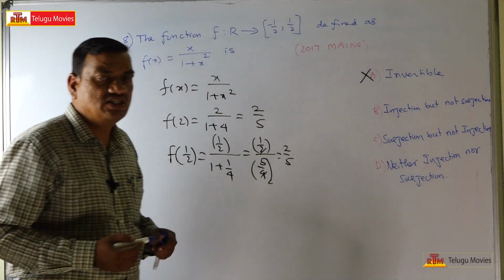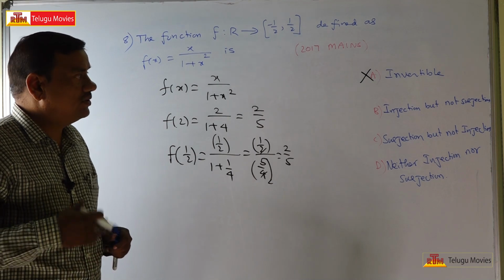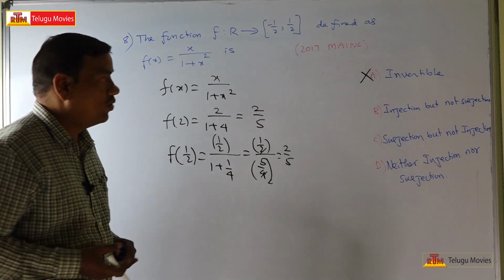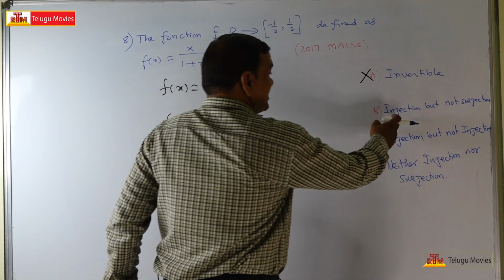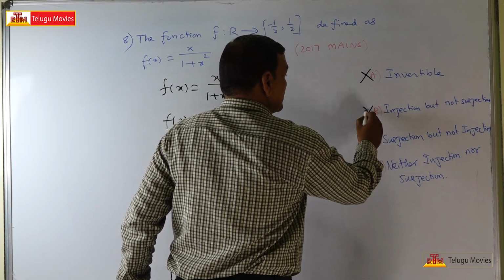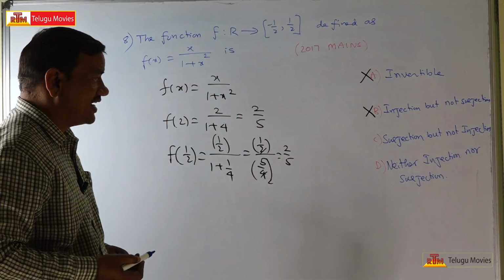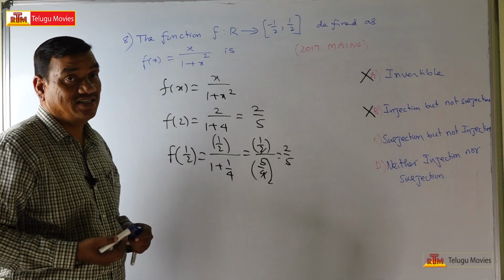Invertible fails. Why? Because since it is not a one-one function, it cannot be invertible. Okay. He is saying injection, so it is not injection. It is a many to one function. So let us check whether it is a surjection also or not.